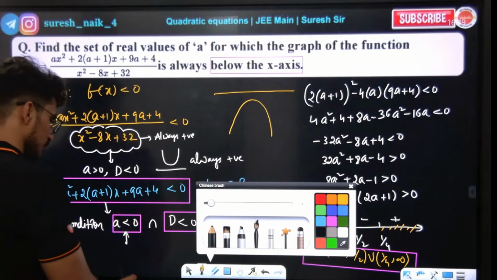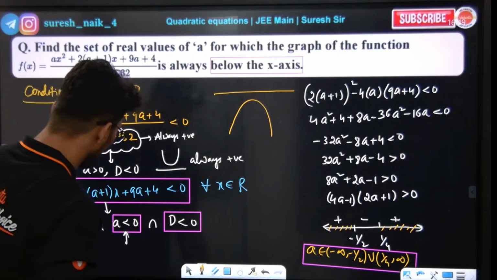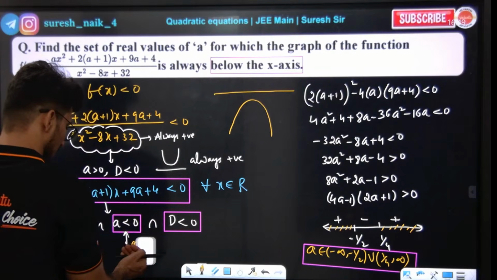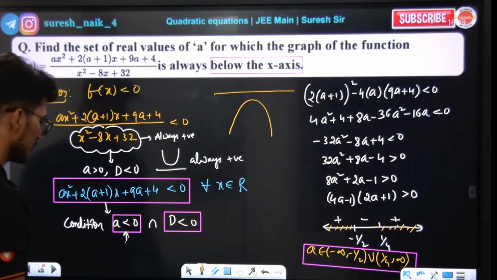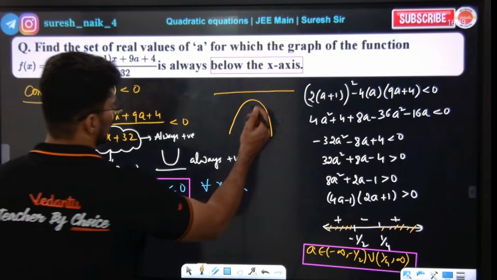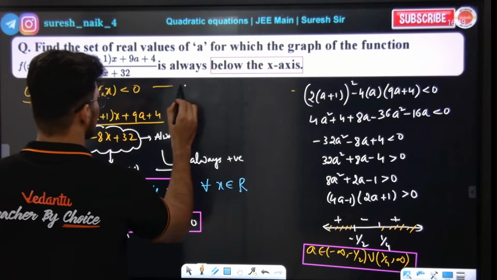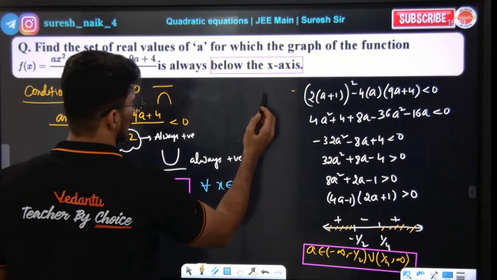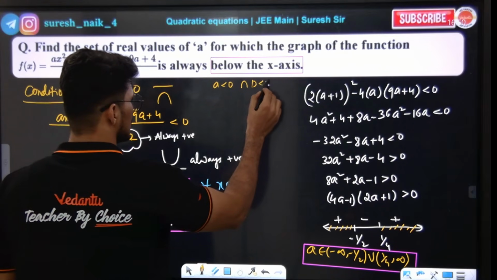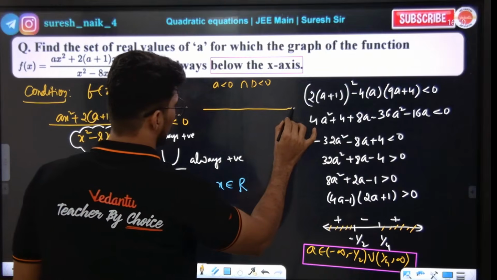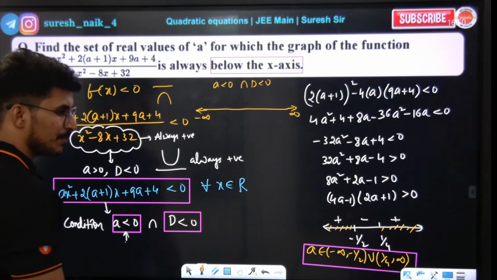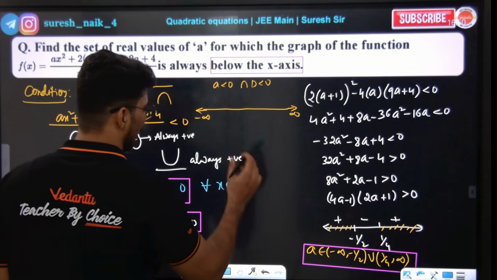Now what I need to do is take the intersection of this with the other result. Let's say this is the first one and that is the second, so I need to take intersection of 1 and 2, right? So A less than 0 and A belongs to this. Let me draw the graph, it will be like this. A less than 0 intersection with the other condition. Tell me, I'm going to take the common solution here. Minus infinity to plus infinity, minus 1 by 2.